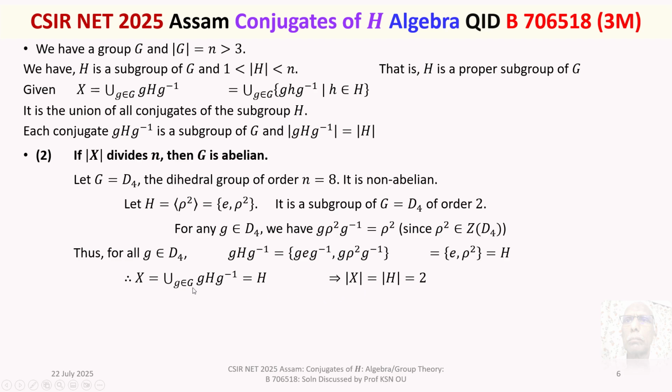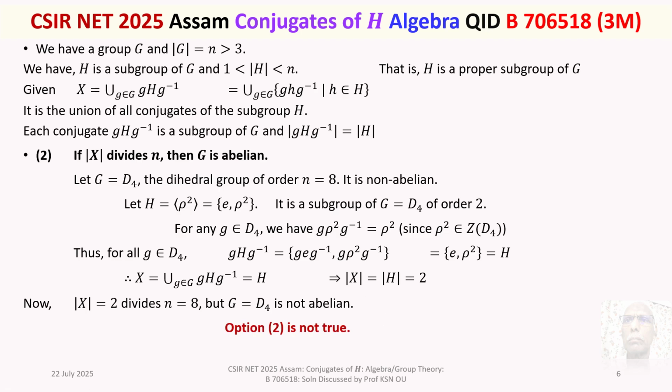The order of X will be order of H. Order of H is 2. So now order of X is equal to 2. It divides n is equal to 8. Order of X divides n. But G is equal to D4 is not abelian. So if order of X divides n, then G is abelian is not necessarily true. Here is a counter example. Therefore, option 2 is not true. Right. We move to the next slide.